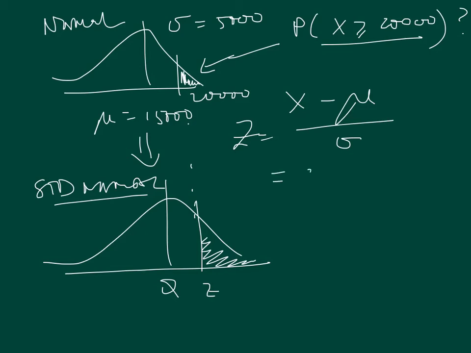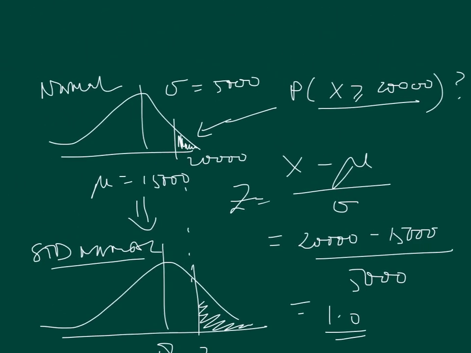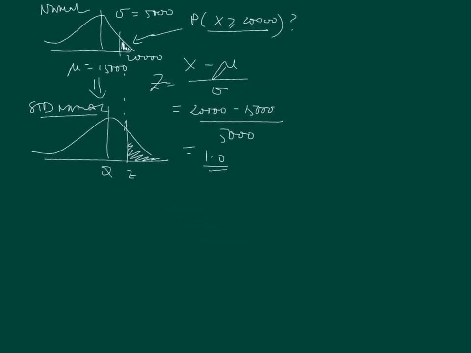So that is 20,000 minus 15,000, divided by 5,000. Well, that answer is 1.0. So what we now need to do is to take that Z value and look up the table. If we look up the table now, Z 1.0, 0.00, 0.01, 0.09, etc., we could figure out what the area is at that point. So what is that area?